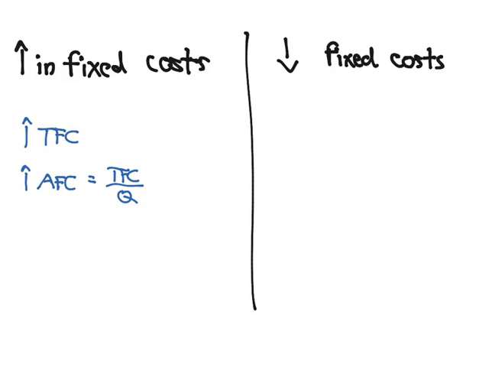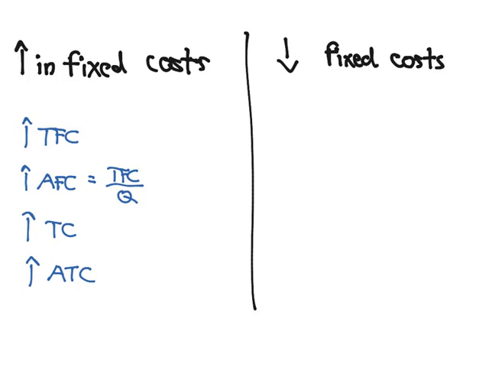Remember, total fixed cost plus total variable cost gives you total cost. So if total fixed cost is increasing, the other side of that equation, total cost, has to be increasing. And if the total is increasing, so does the average. So average total cost would also increase. So we have total fixed, average fixed, total cost, and average total cost. All 4 of those would increase.